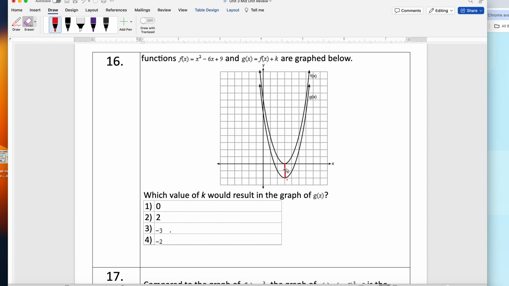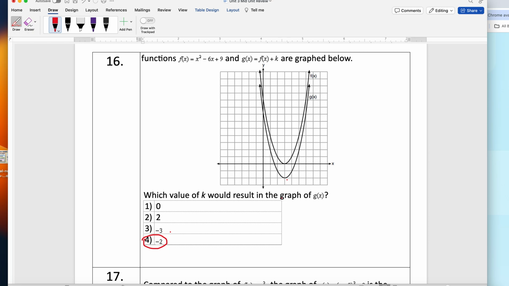At number 16, we have the function f of x equals x squared minus 6x plus 9, and g of x equals f of x plus k. They're graphed here. We have f of x and g of x. G of x is equal to this plus k. Well, plus k is going in what direction? 1, 2, down 2. If it's going down 2, it's going to be minus 2.